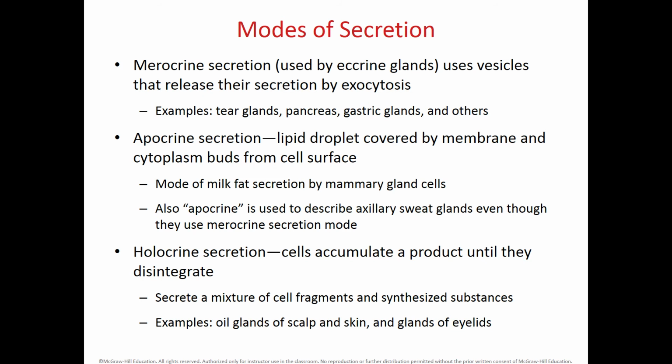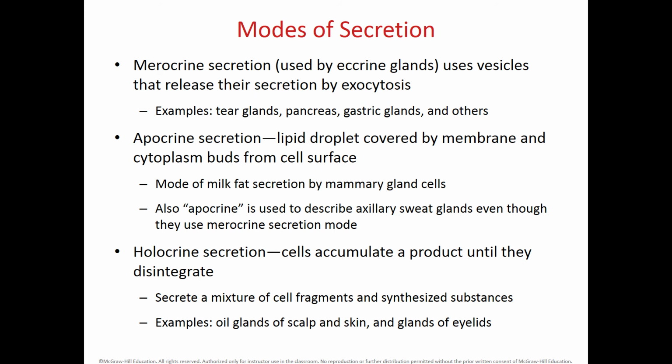Now, according to the mode of secretion, the glands can be subdivided into merocrine, apocrine, and holocrine. Now, the merocrine glands use vesicles to release their secretion by exocytosis. So examples of glands with merocrine secretion are the tear glands, pancreas, gastric glands, and others. Apocrine secretion is a lipid droplet that is covered by part of the plasma membrane of the cell, and also having cytoplasm buds from the cell surface.